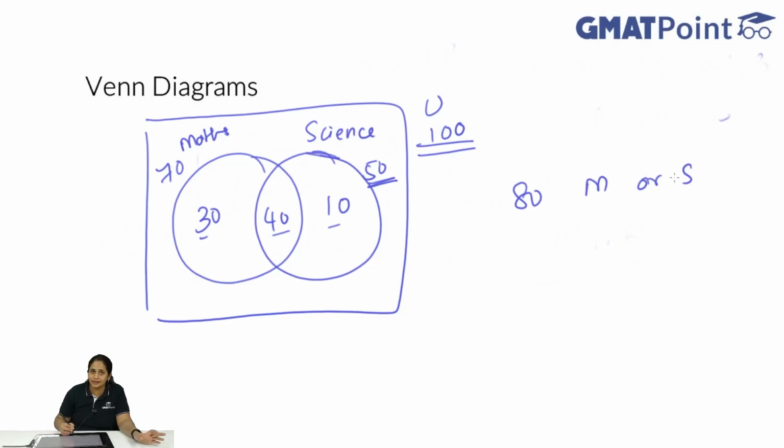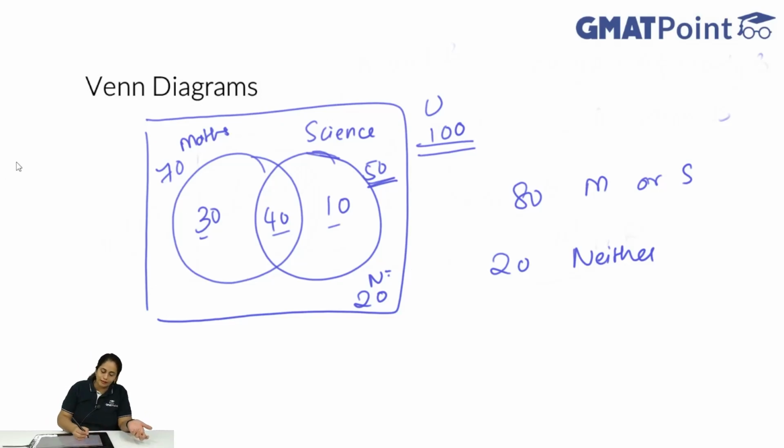How many study neither? There are 100 students, right? So if 80 study either of these two topics, 20 study neither of these two topics. So the neither part has to be put outside over here, which is not part of either set. This is basically how you fill a Venn diagram when you are given a two set Venn diagram.